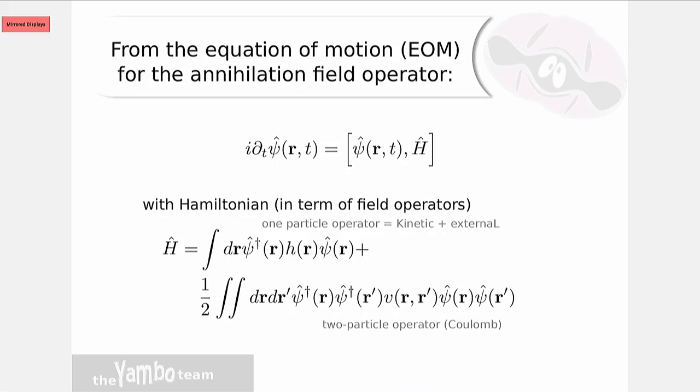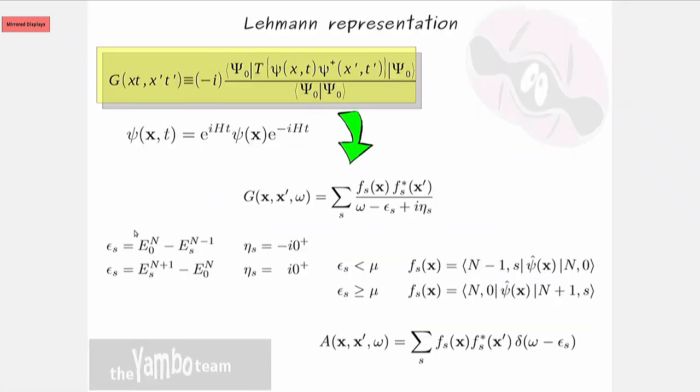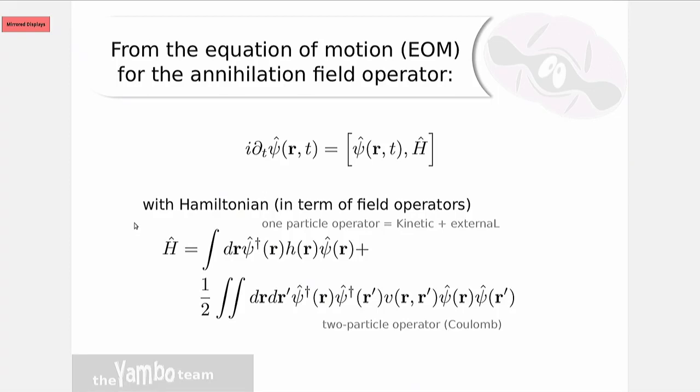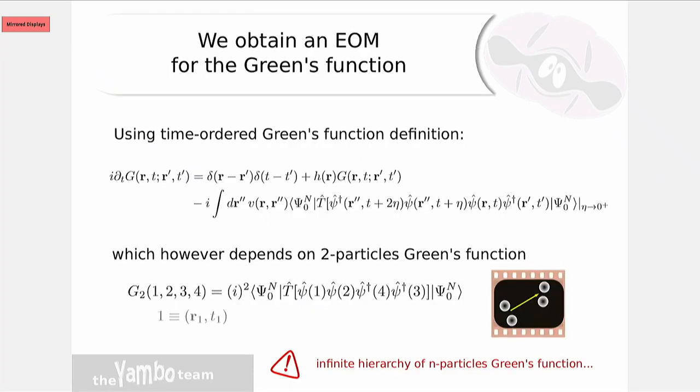One possible way to approach the problem is to calculate the time evolution of the field operator. If you calculate the time evolution of the field operator, you can just plug it inside this definition, because if you take the time derivative of this G, there's the time derivative of this psi. So I get the time derivative of this psi, and then I have to calculate this commutator. This is lengthy, but it produces this object. The time derivative of the Green's function is the simple part, the single particle Hamiltonian, plus this object. This is V, the Coulomb interaction, and then you see here a T product of 1, 2, 3, 4 field operators. I say, wow, what are you talking about? I'm talking about a simple thing.